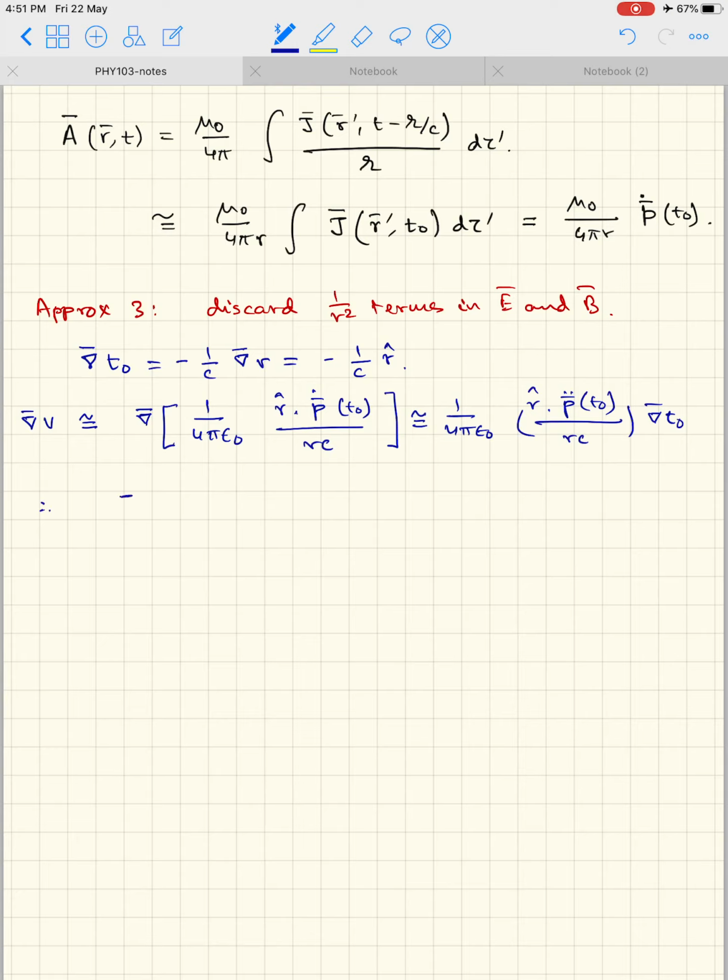Therefore, the gradient of V is minus 1 over 4 pi epsilon naught c squared r cap dot p double dot t naught by r, in the r cap direction. So that's the electric field. So that's that.